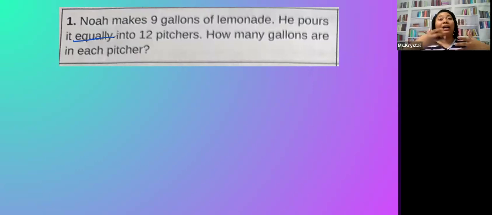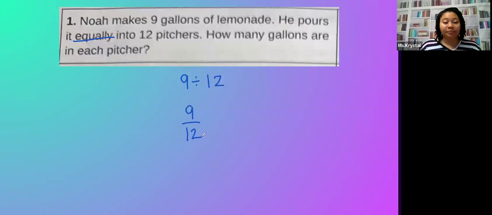So again, we have 9 things, in this case, gallons. We need to divvy it out into 12 pitchers or 12 groups. So this is 9 divided by 12. And the way we write that as a fraction is 9 over 12, or 9 divided by 12.